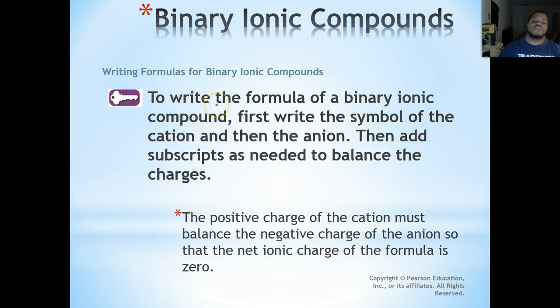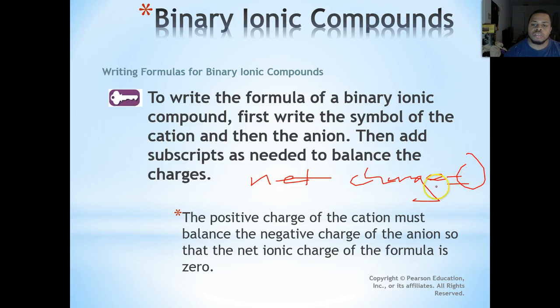Now, to write the formula of a binary ionic compound, first we write the symbol for the cation. Cation always goes first. Then we write the anion. Then we add subscripts to sort of balance it out. In the end, again, we talked about the fact that it has to have a net charge of 0. This is very, very important when we deal with our ionic compounds.